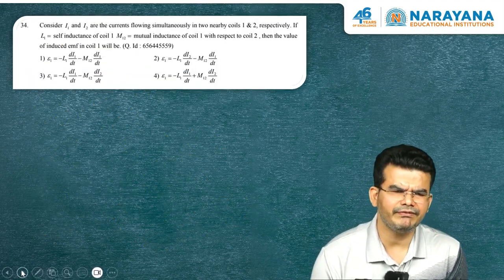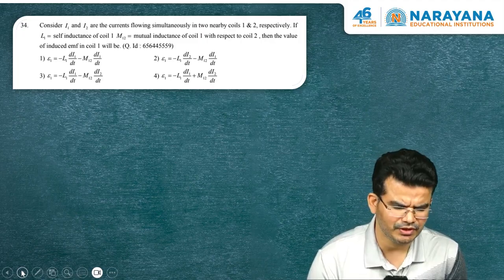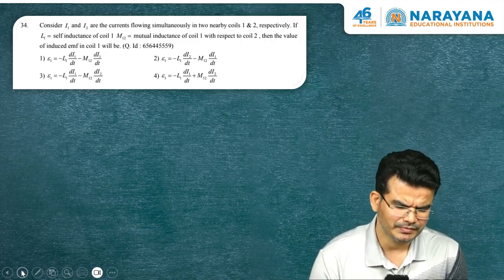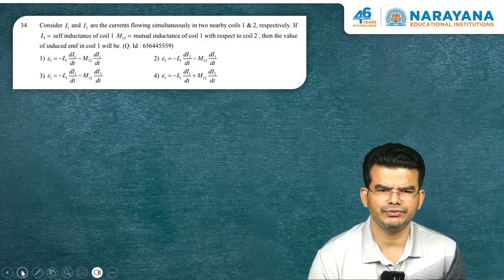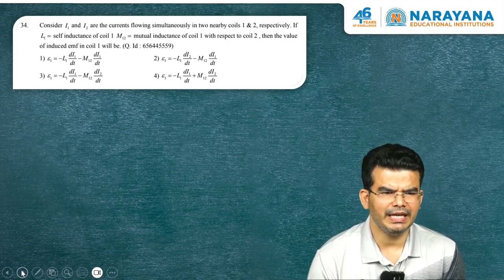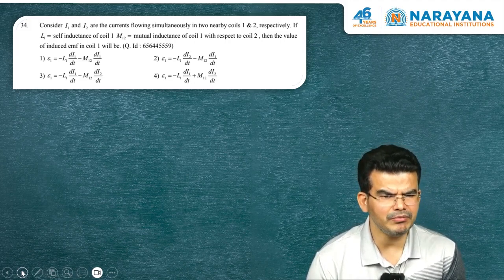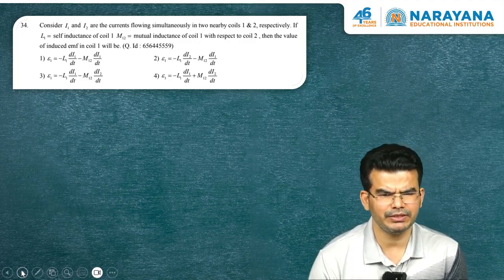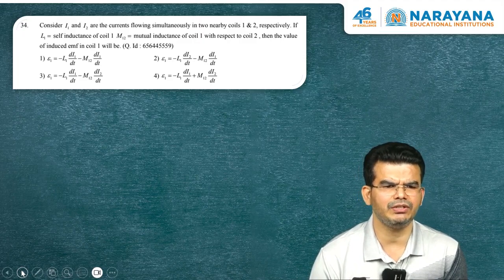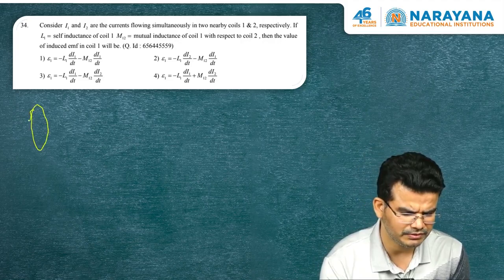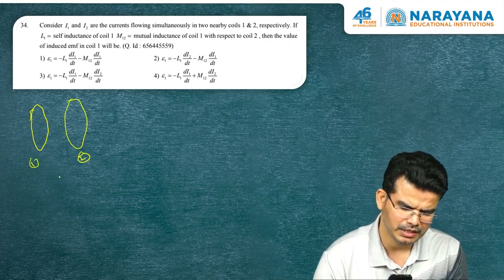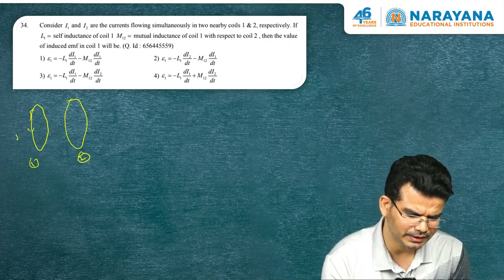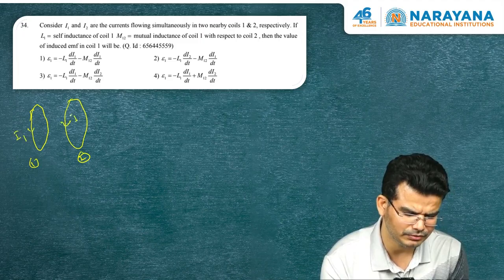Okay, again a very fundamental and very basic question coming from the EMI topic. What they are saying? Consider I1 and I2 are the currents flowing simultaneously in two nearby coils 1 and 2. If L1 is the self inductance of coil 1 and M12 is the mutual inductance of coil 1 with respect to coil 2, then the value of induced EMF in coil 1. So you know that suppose this is one coil and this is another coil. Let us say this is coil 1, this is coil 2. Now if in this there is a current I1 and in this there is a current I2, you know that because of I1 there is flux linked with it.